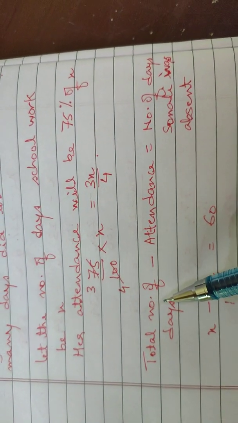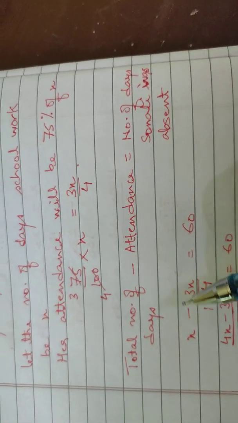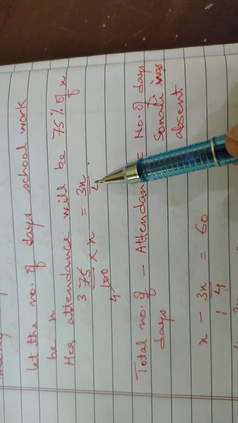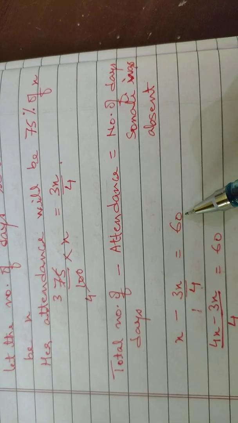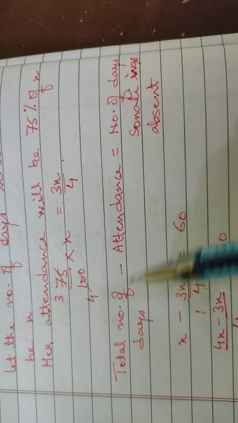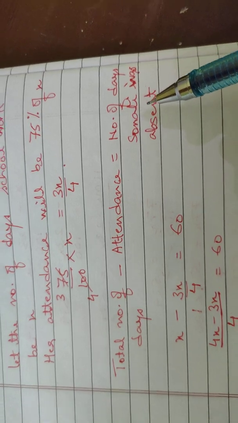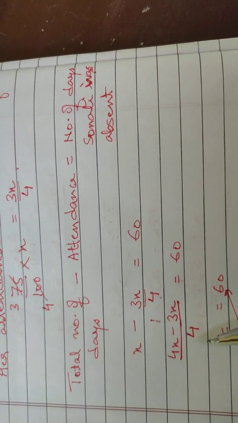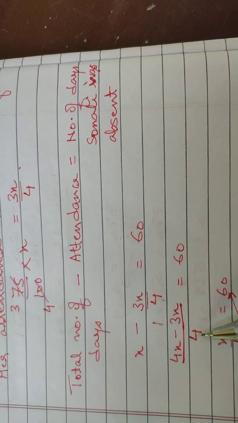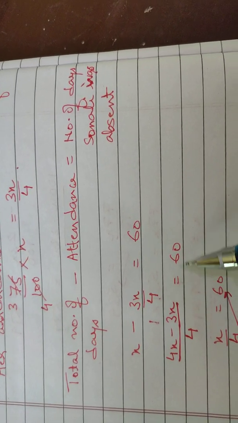So total number of working days I have already assumed as X. Attendance of Sonali I have taken out over here as 3x by 4. And the number of days for which Sonali was absent was equal to 60. On substituting the values in this equation, I can find out the total number of working days. So on taking the LCM as 4, this will come out to be 4x minus 3x equal to 60.